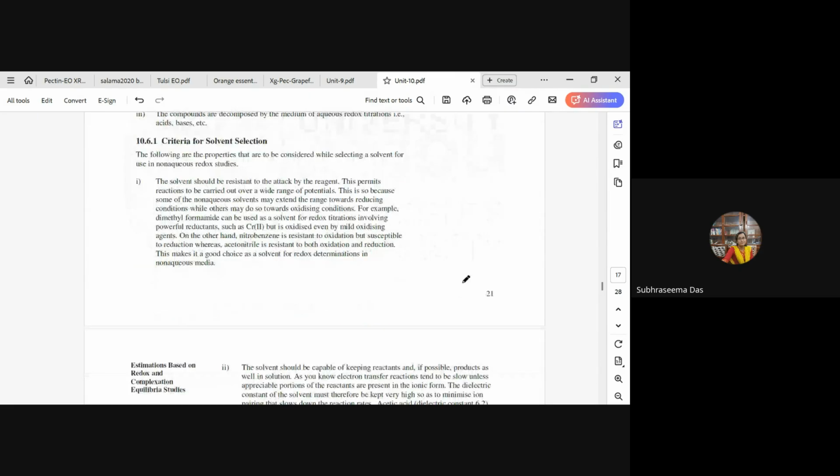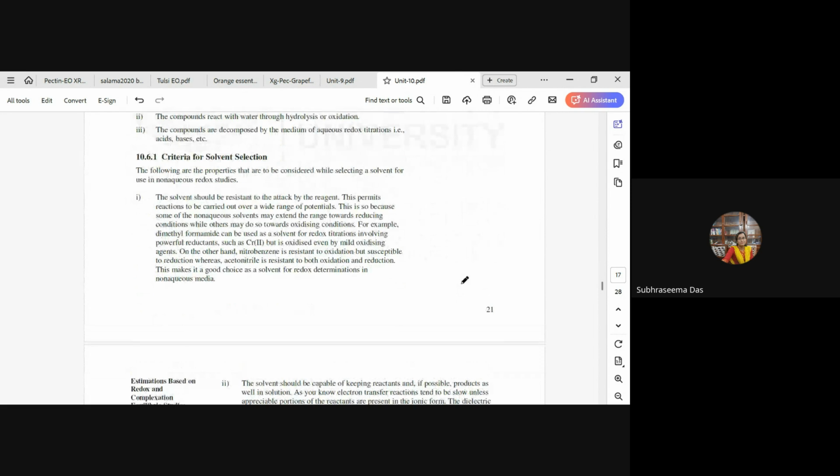So for such compounds, there is a need for non-aqueous solvents. Then what should be the criteria for solvent selection? The following are the properties: the solvent should be resistant to attack by the reagent. This permits the reactions to be carried out over a wide range of potentials. For example, dimethyl formamide, that is DMF, can be used as a solvent for redox titrations involving chromium, but it is oxidized even by mild oxidizing agents. On the other hand, nitrobenzene is resistant to oxidant, but it is susceptible to reduction.